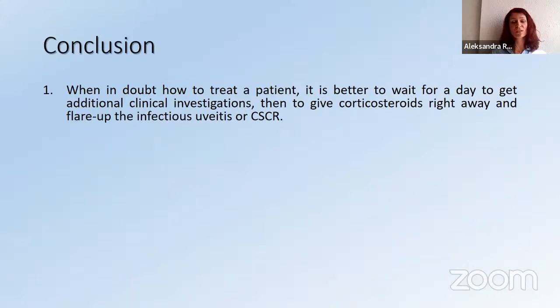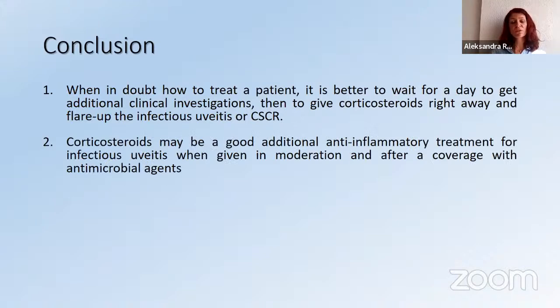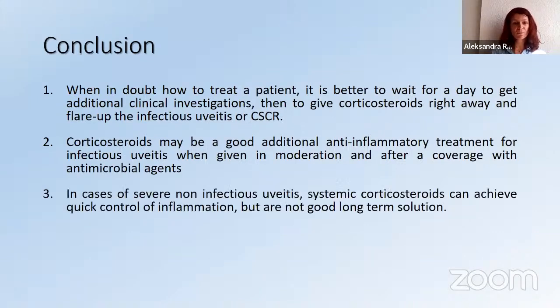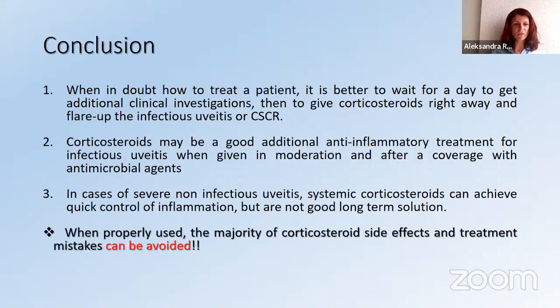In conclusion, when in doubt about how to treat a patient, it is better to wait a day to get additional clinical investigations than to give corticosteroids right away and flare up the infectious uveitis or central serous chorioretinopathy. Corticosteroids may be a good additional anti-inflammatory treatment for infectious uveitis when given in moderation and after coverage with antimicrobial agents. In cases of severe non-infectious uveitis, systemic corticosteroids can achieve quick control of inflammation, but are not good long-term solutions, so a second line of medication is needed, that is immunosuppressives. When properly used, the majority of corticosteroid side effects and treatment mistakes can be avoided.